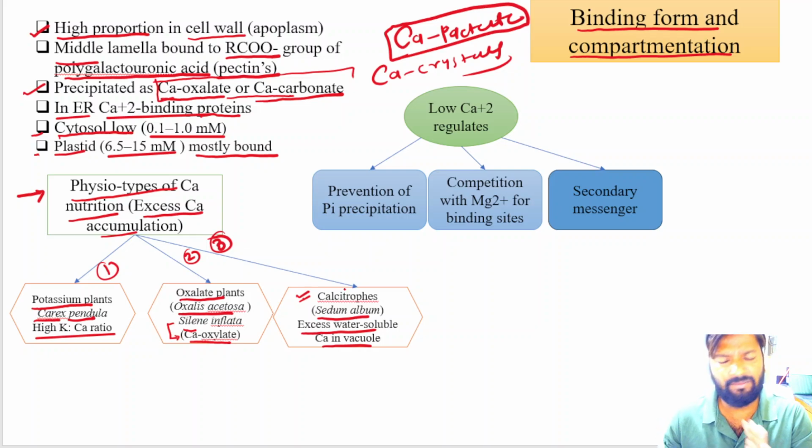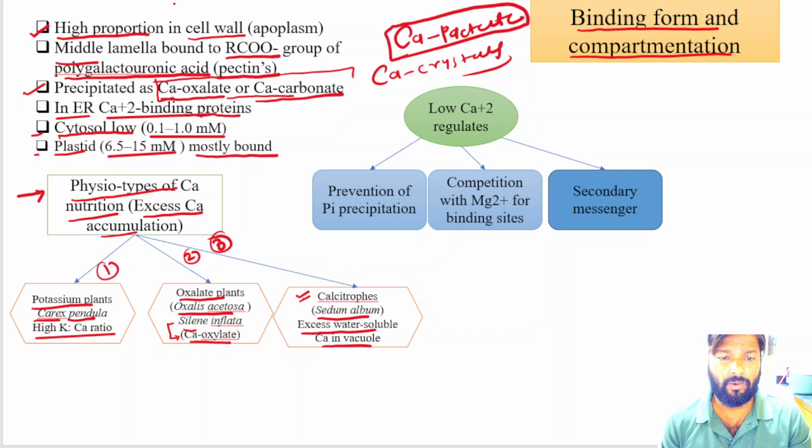Excess calcium: which are the three types of plants? Potassium plants, example is Carex pendula, where the potassium and calcium ratio is high. Second is the oxalate plants, that is Oxalis acetosa. Third is Silene inflata, where it is found as calcium oxalate. Third is the calcitrops. The example is Chenopodium album, where calcium is found in water soluble form. So these three are the phytotypes.